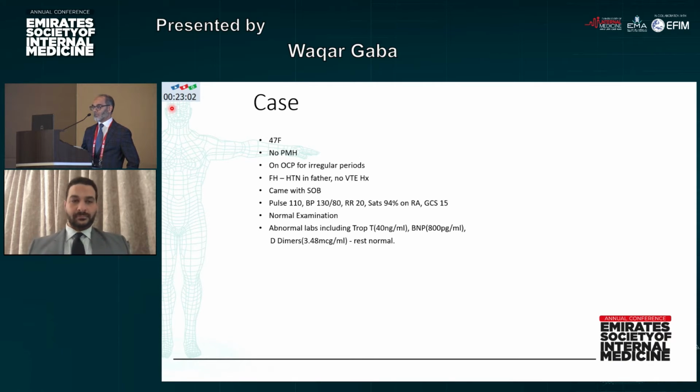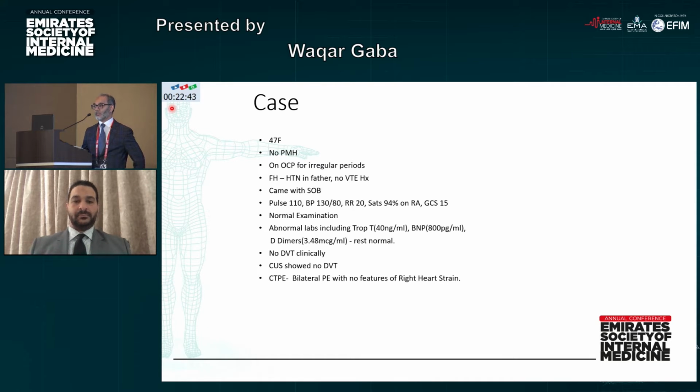We did the D-dimers, and D-dimers were high. The rest of the blood results were normal. There was no DVT clinically on examination. We proceeded with the ultrasound, and that showed no DVT. Again, as expected, as we should have done, we went for CTPE, and CTPE did show bilateral PE with no features of right heart strain and no saddle embolus. So we know that with this patient we are dealing with intermediate risk, or we can call it a submassive PE.